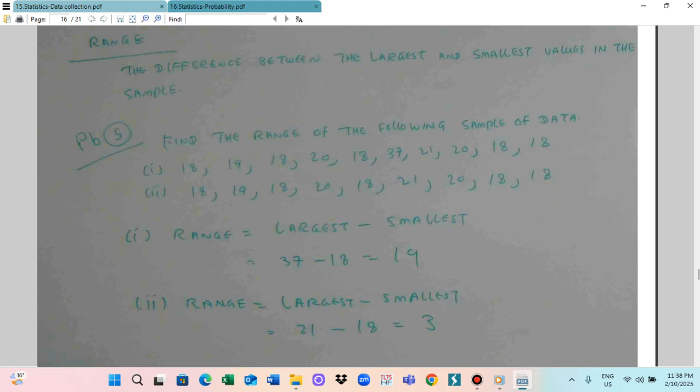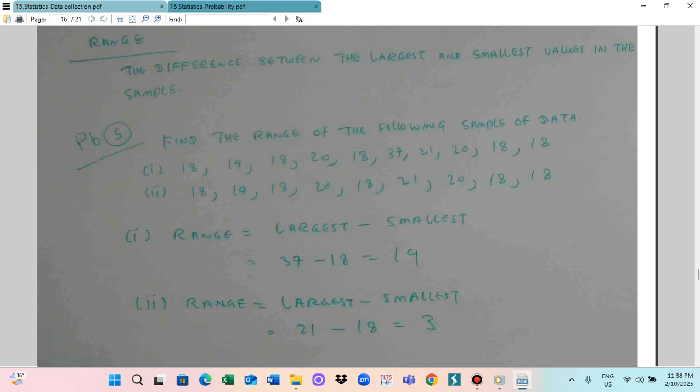In this case, number one, the smallest is 18 and the larger one is 37. So the range will be 37 minus 18, which gives 19. The range is 19. Okay, the next one. We also have to find the range. Smaller is 18, larger is 21. So the range will be larger minus smaller, so 21 minus 18. So range is equal to largest minus smallest.